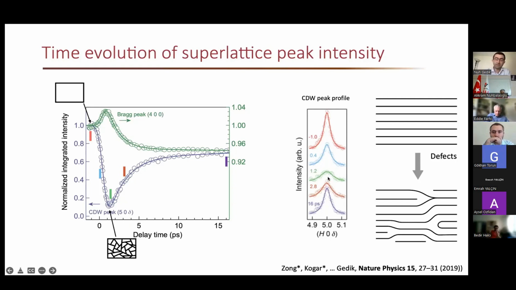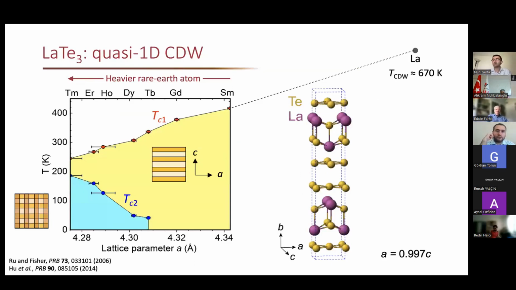Now, we have some more evidence, but I have some other things to show you, so I just want to move on. So far, I just showed you that I can kick with the light and melt this charge density wave, at least transiently. If I wait about 10 or 15 picoseconds, it comes back. It turns out that something a lot more interesting is also happening at the same time, which we didn't realize for like a year or so.